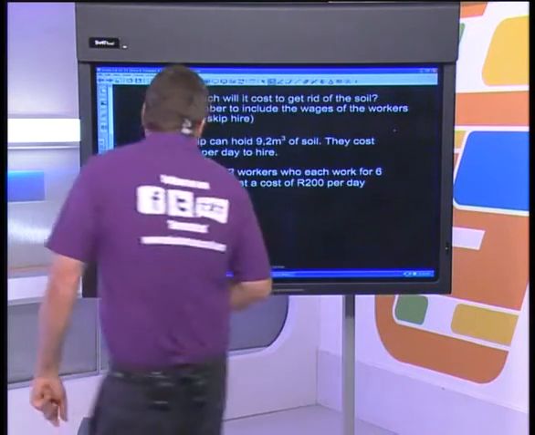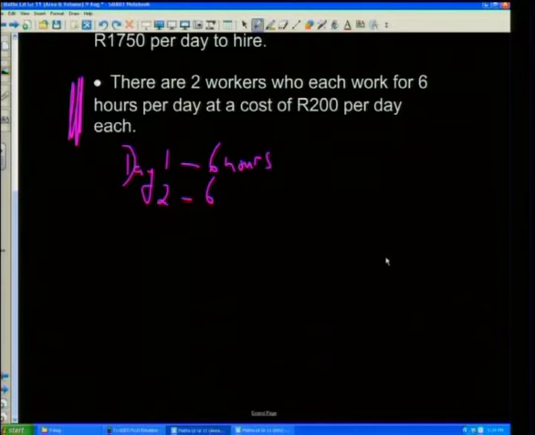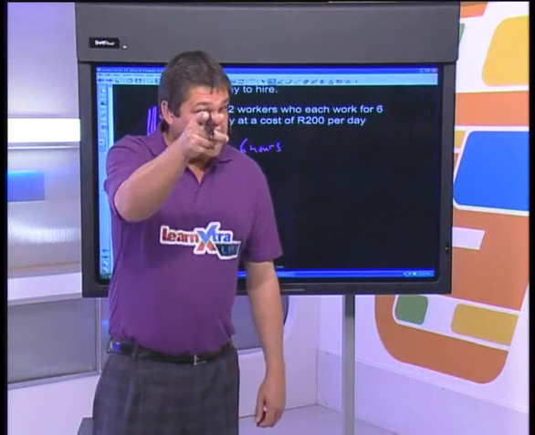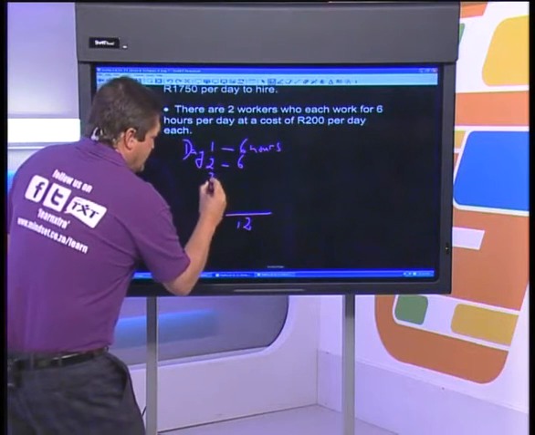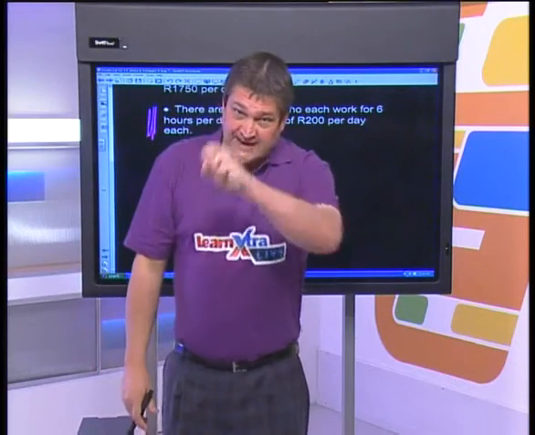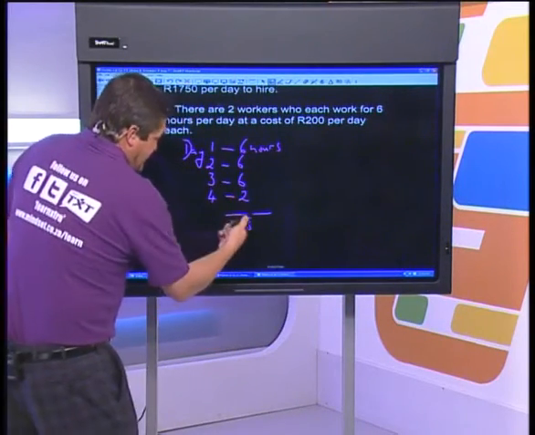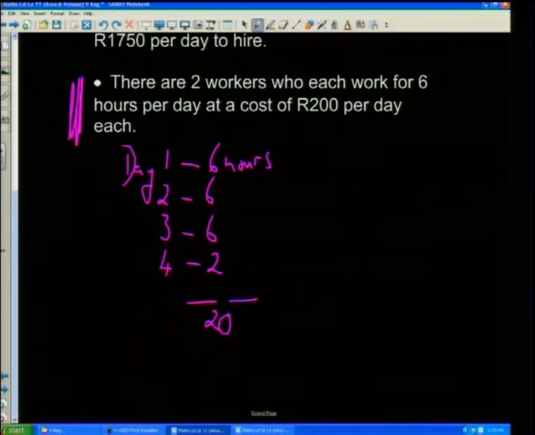So how many days are these guys actually going to work for? Well, let's have a look at it. Day 1, 6 hours. Day 2, 6 hours. So far, what have we got? We got a total of 12 hours, right? Do we need to still work? Yeah, we do, because we've got to get to 20. So day 3, another 6 hours. That now gives me a total of 18 hours. Do we still have to work? Yes, we do, because we've only done 18 hours of work and we need 20 hours to get all that soil. So we've got to put in another 2 hours. Right? And that's going to give me my 20 hours.